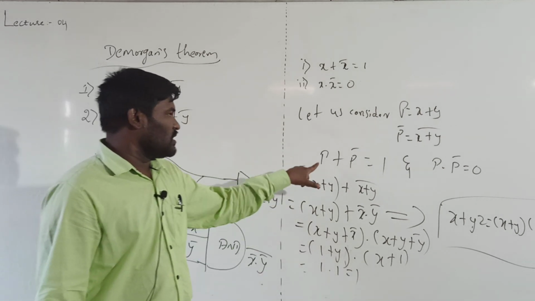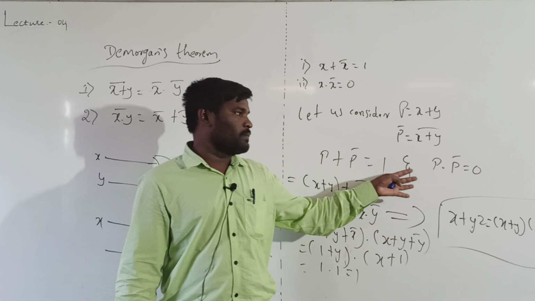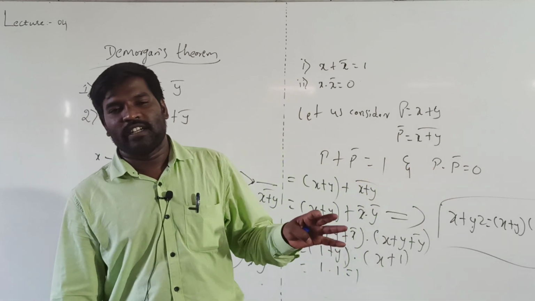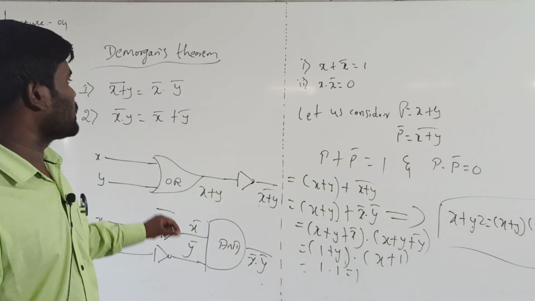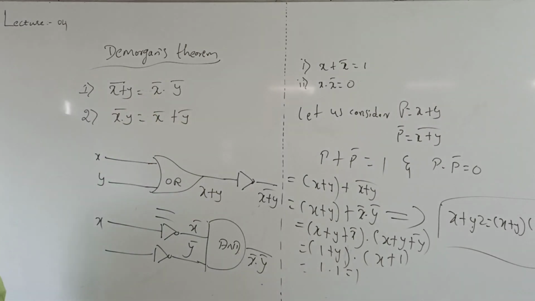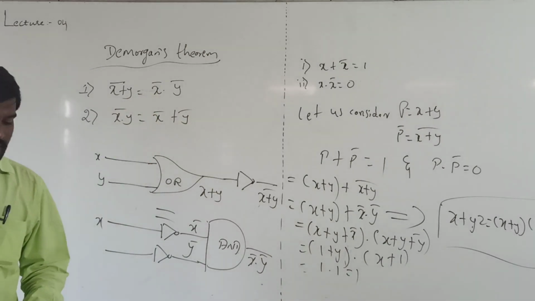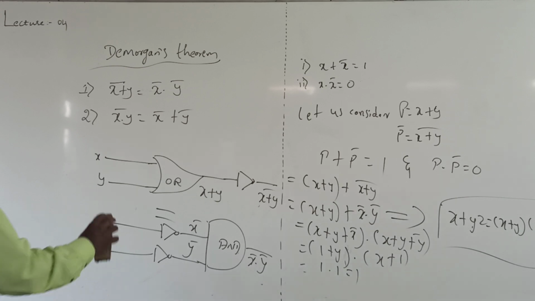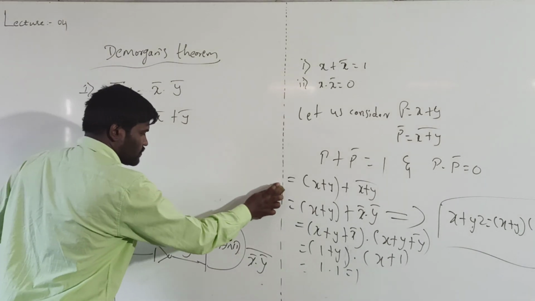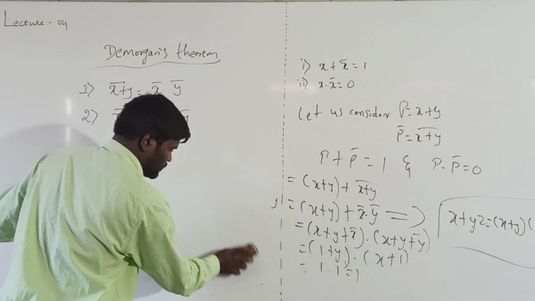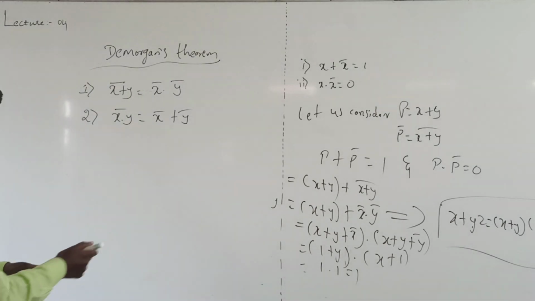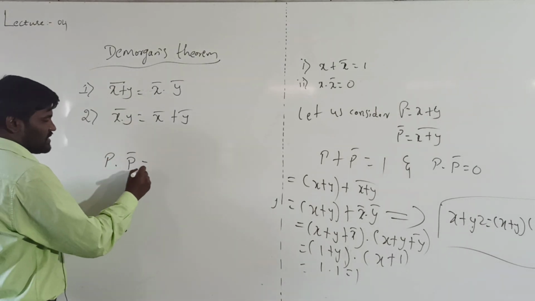If we prove that p plus p bar is equal to 1 and p into p bar is equal to 0, it means that you can prove the first law of De Morgan's theorem. Okay, and the second one is, see here, p into p bar is equal to 0.